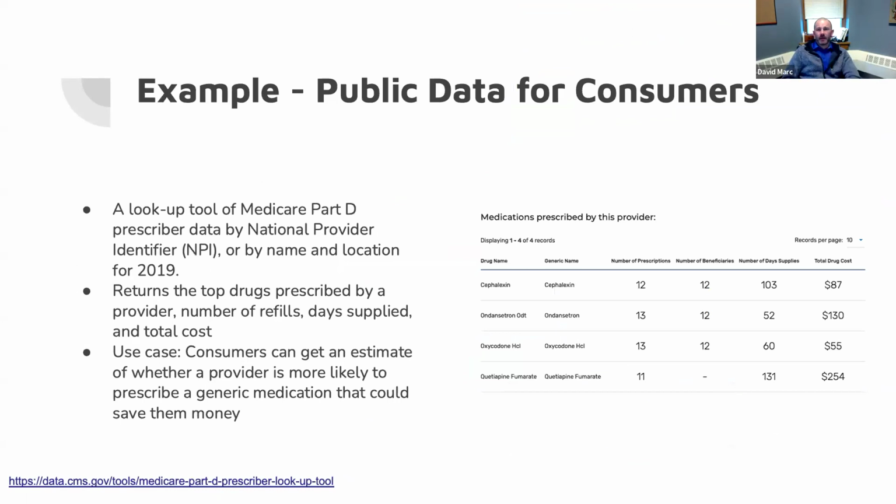You can also look at public data for consumers. So here's an example of using the Medicare Part D prescriber lookup tool, where you could actually look up a specific provider and see what their prescribing behavior is. What are the top drugs prescribed by a provider, the number of refills, the number of days they supplied, and the total cost.